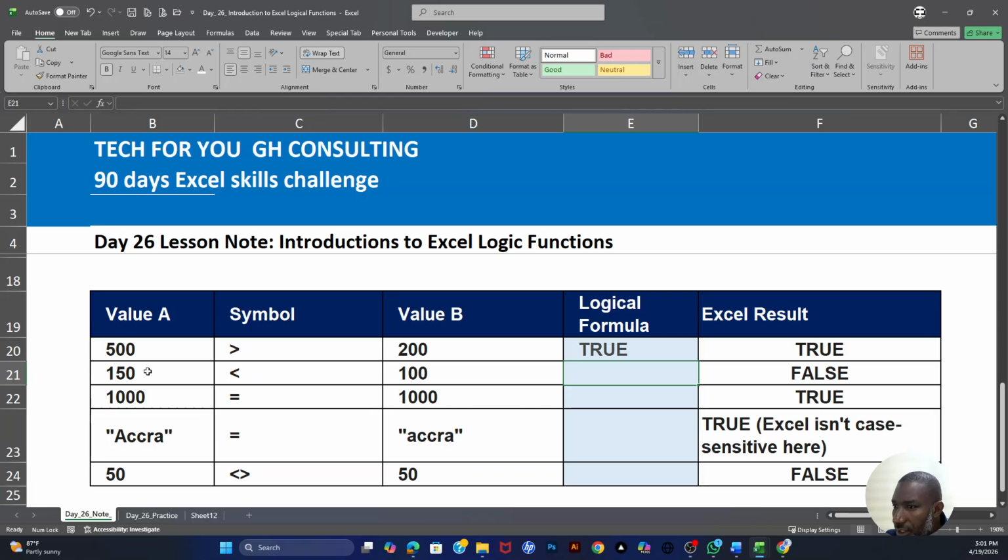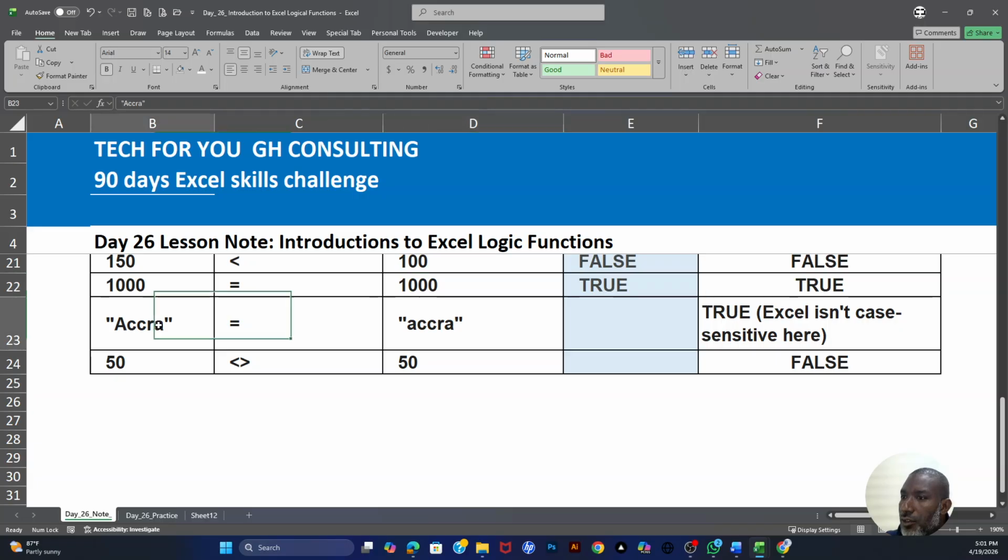It says that 150 is less than 100. So this is how we do it. Equal to sign, pick your 150 cell, and then bring your less than sign and pick the 100 cell. Then you hit enter. Then you get false, because 150 is obviously not less than 100. Now, the next one is 1000 equals 1000. So we do equal to sign, pick the 1000, equal to again, pick the other 1000, and the answer is true, because 1000 is indeed equal to 1000.